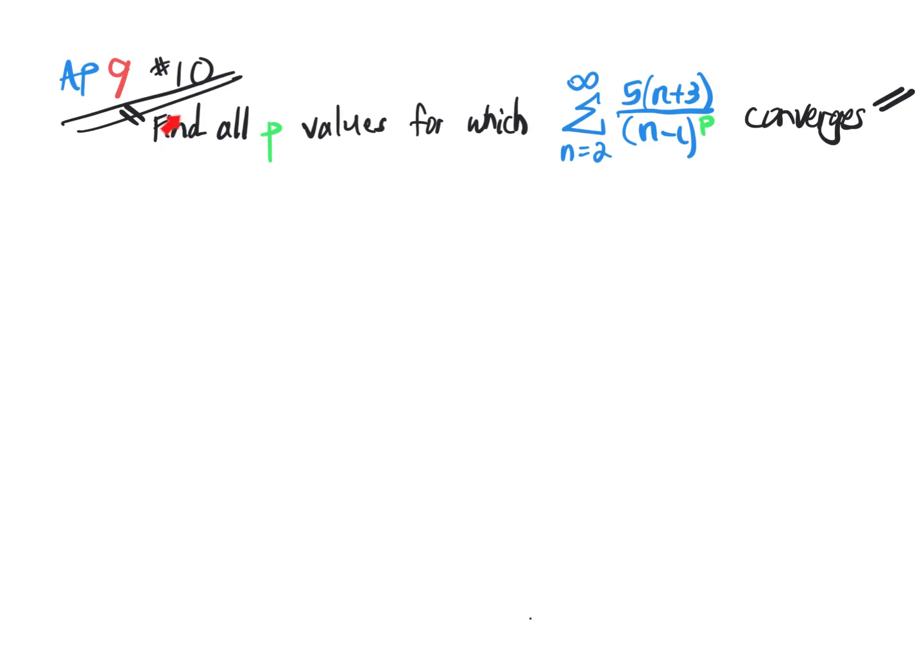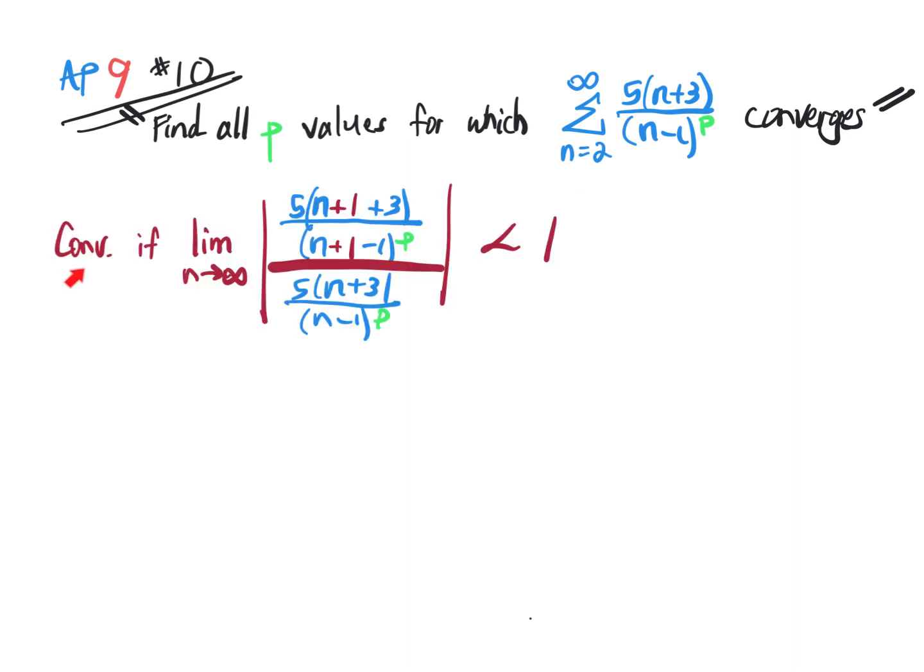Number 10 on AP9 asks you to find the values of p for which this series converges. In our notes, we said always try the ratio test. Unfortunately, the ratio test does not help us with this one. Let's see what I'm talking about.